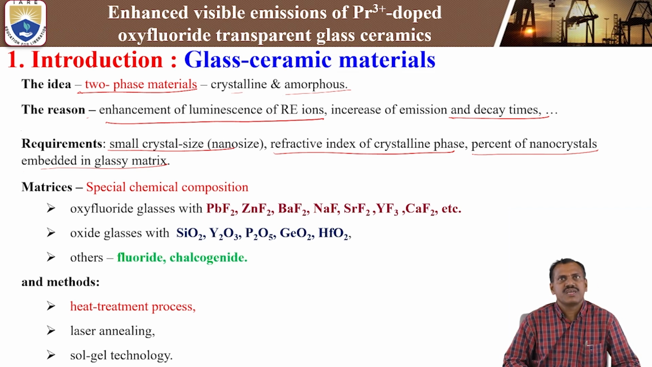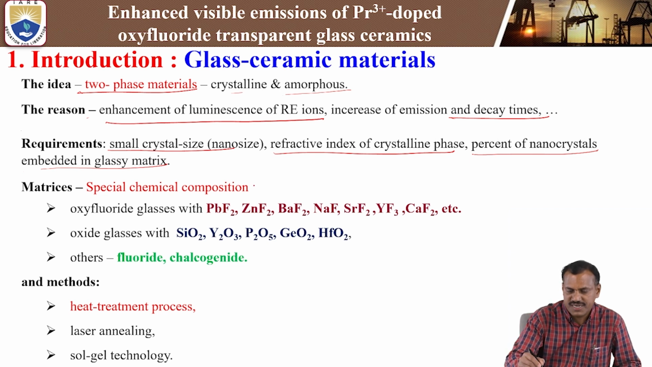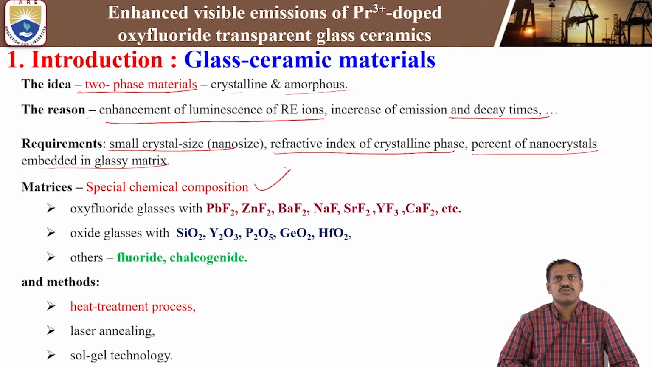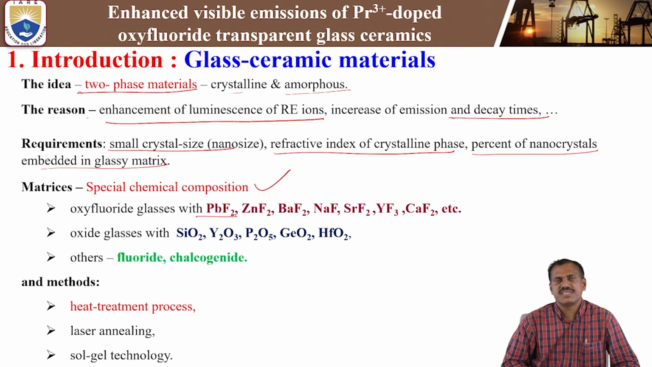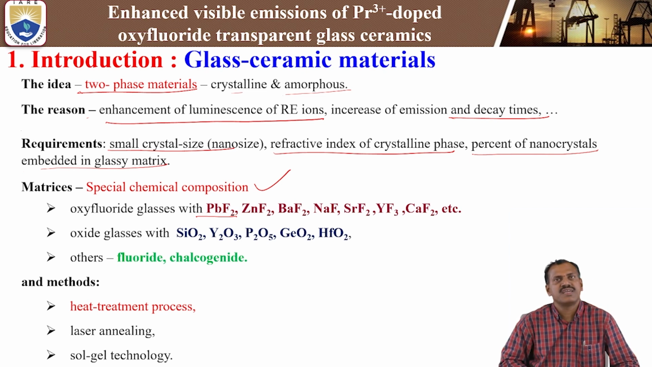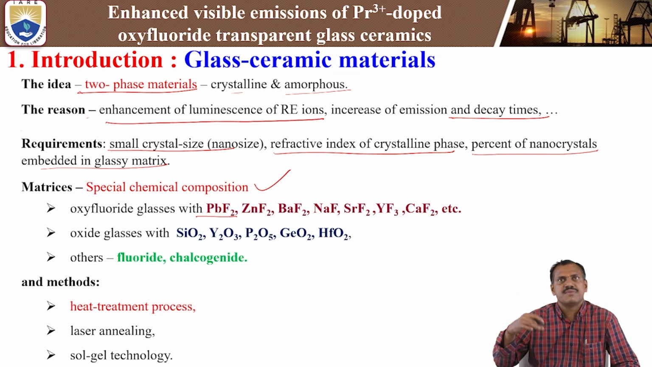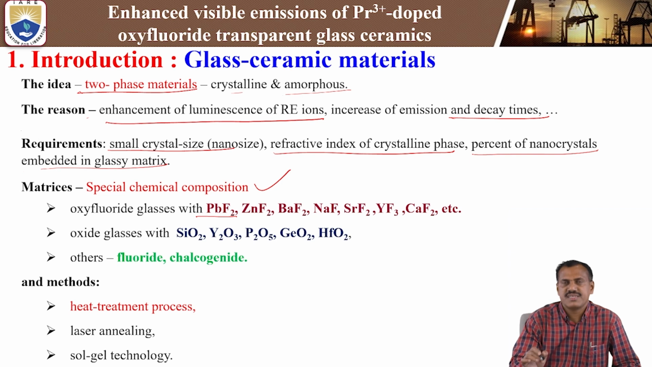What kind of materials can we use to prepare the glass ceramic material? That is a special chemical composition: oxyfluoride glasses with fluoride-based contents. It should be completely fluoride-based, because fluoride-based content has low phonon energy. With low phonon energy, non-radiative decay loss will decrease and at the same time the luminescence properties are enhanced. That is why we choose fluoride content-based compounds.